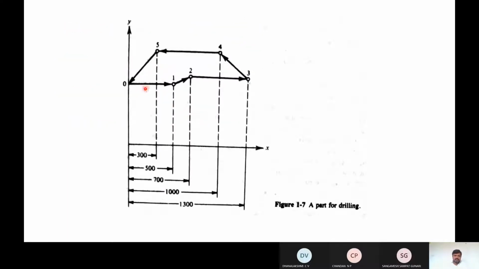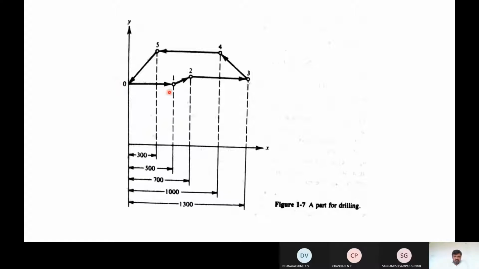So consider an example where you are considering only movement along the x-axis, or x direction. Consider a drilling operation. You need to perform drilling of 5 holes. Imagine there is a work part, and on the work part you should drill 5 holes. In order to drill these 5 holes, you have to move the XY table. Here we are considering only movement along the X direction.